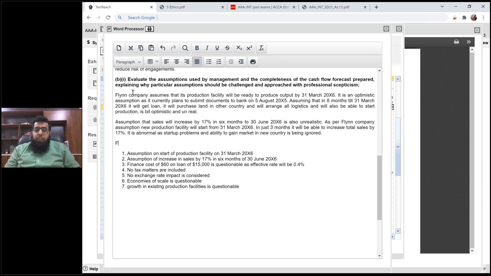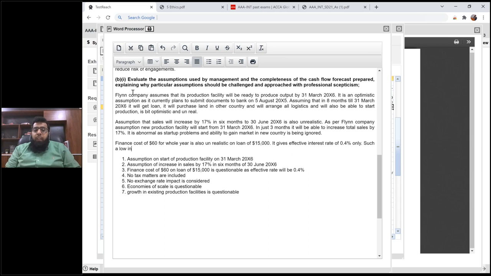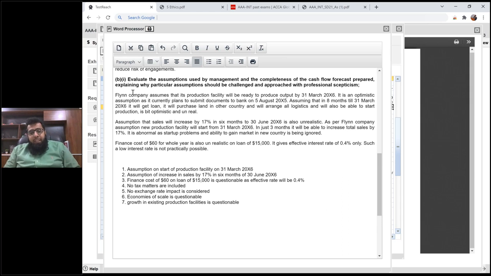Finance cost of 60 for the whole year is also unrealistic on a loan of 15,000. Why is it unrealistic on a loan of 15,000? It gives an effective interest rate of 0.4% only. Such a low interest rate is not practically possible. And you are going for a new country, obviously the bank will ask a premium for their risk rather than just offering you 0.4% annually.